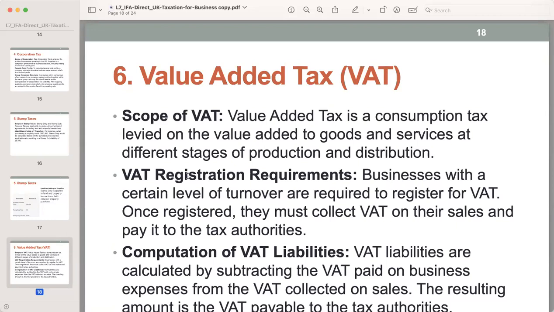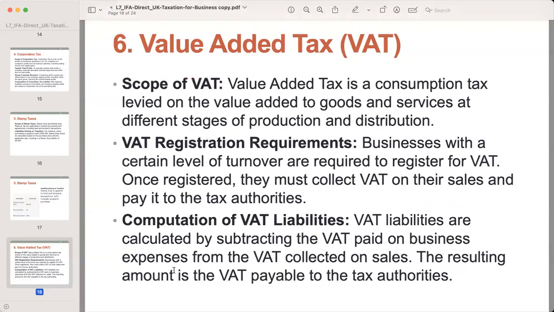VAT registration requirements: businesses with a certain level of turnover are required to register for VAT. Once registered, they must collect VAT on their sales and pay it to the tax authorities. Computation of VAT liabilities: VAT liabilities are calculated by subtracting the VAT paid on business expenses from the VAT collected on sale. The resulting amount is the VAT payable to the tax authorities.